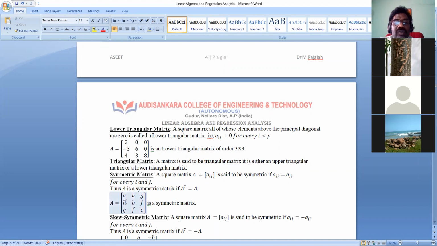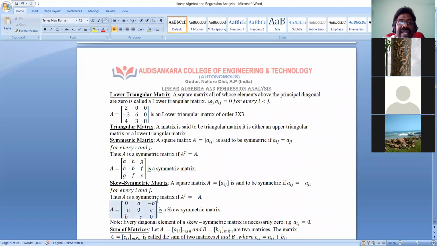A equal to a, h, g; h, b, f; g, f, c. If you change these rows into columns, we get the same values. The first row is a, h, g, and the first column is a, h, g. The second row, second column is h, b, f, and the third row is g, f, c, which is also the third column. So there is no change in this matrix. That's why these types of matrices are called symmetric matrices.